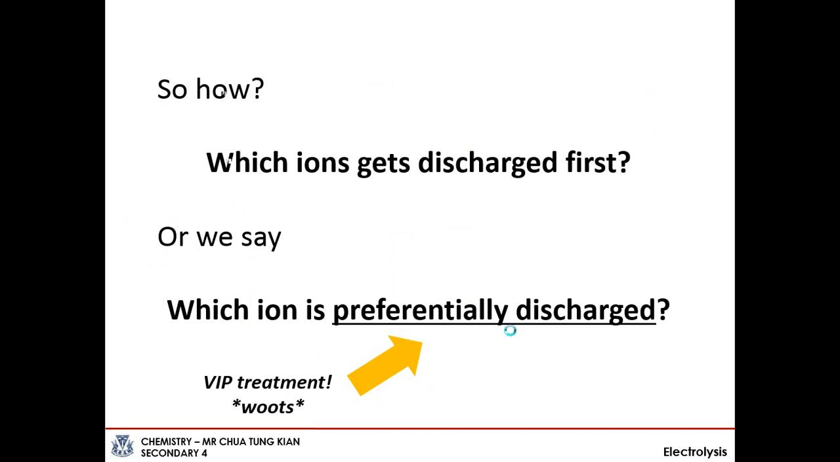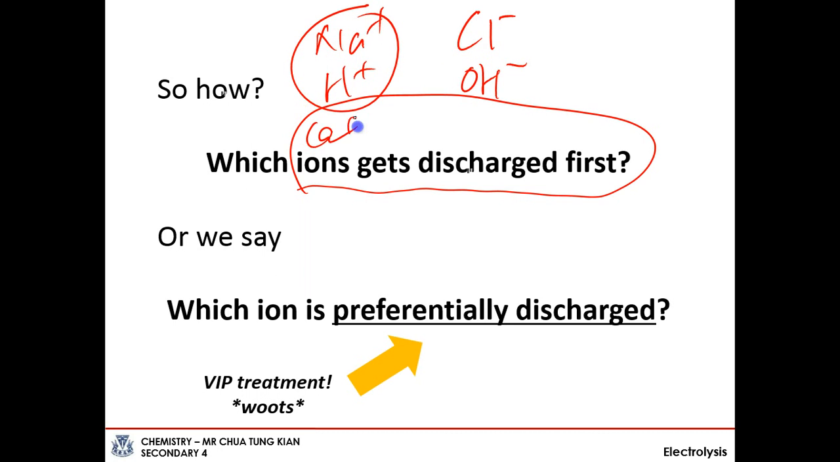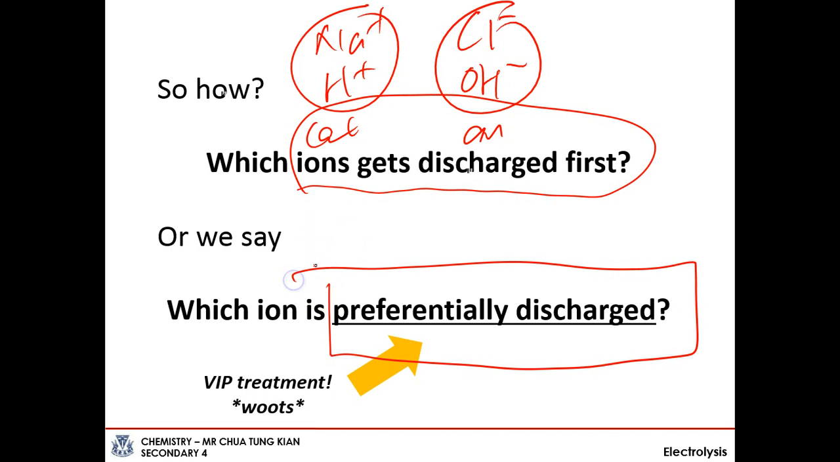Now, which ions get discharged? So remember, Na+(aq), H+(aq), Cl-(aq), OH-(aq). These 2 ions will migrate to the cathode. These 2 ions migrate to the anode. So which one is discharged? In electrolysis, we say which one is preferentially discharged, or gets a VIP treatment. So let's do a quick check. Na+, H+, which one do you think? Cl-, OH-, which one do you think? Okay, let's take a look.